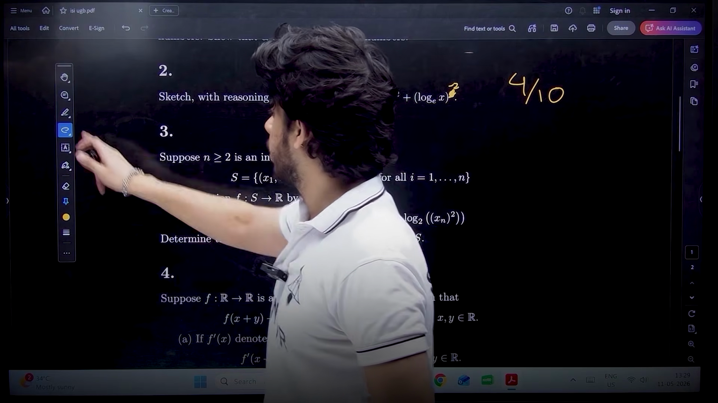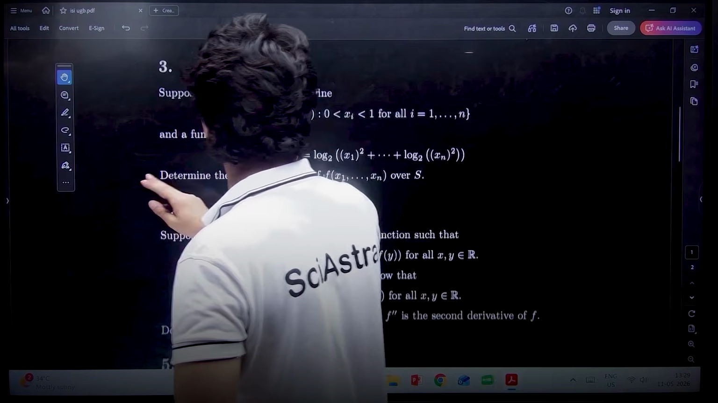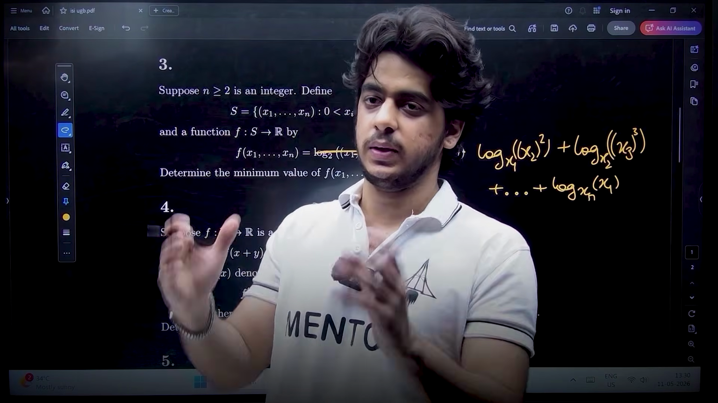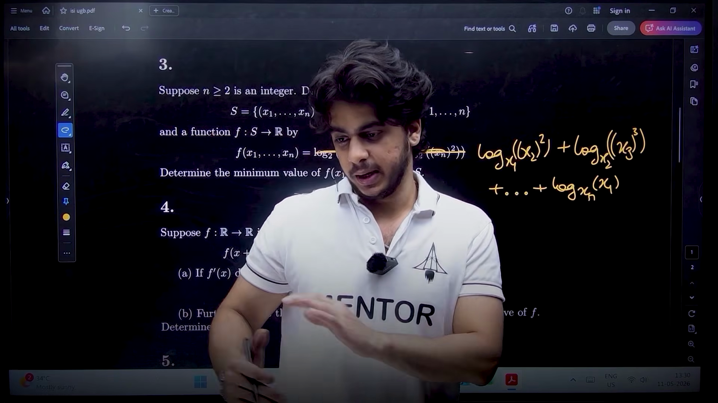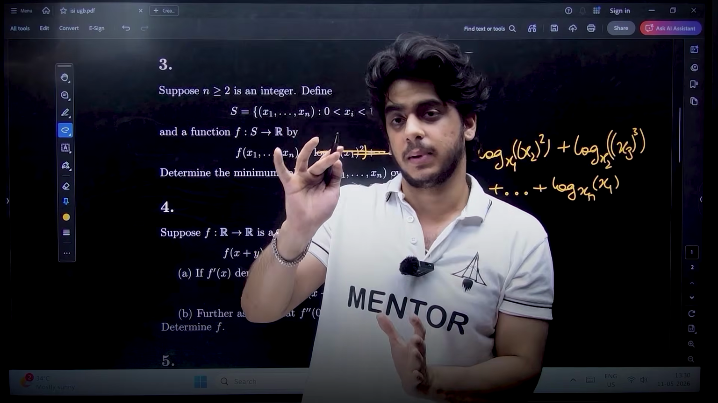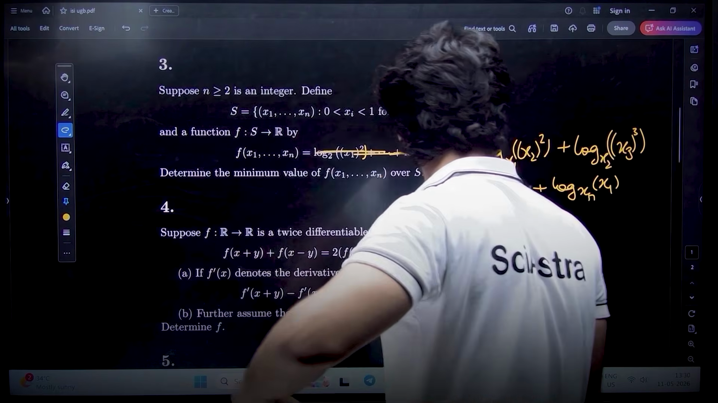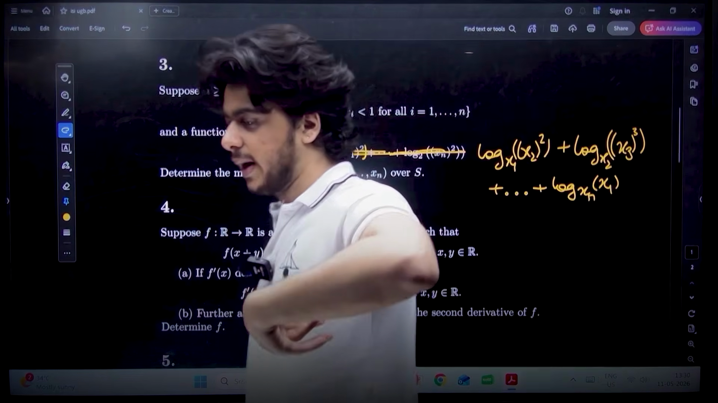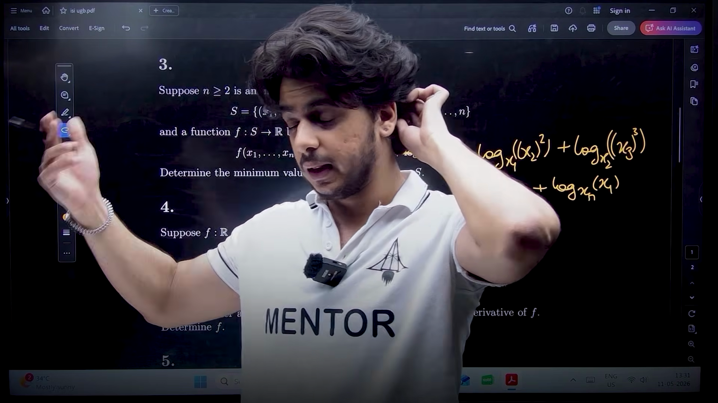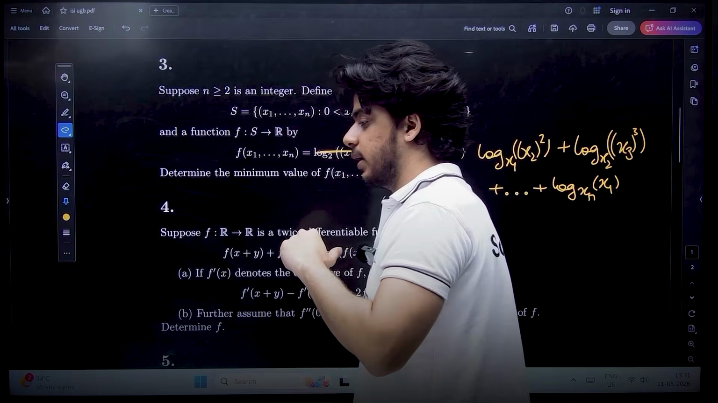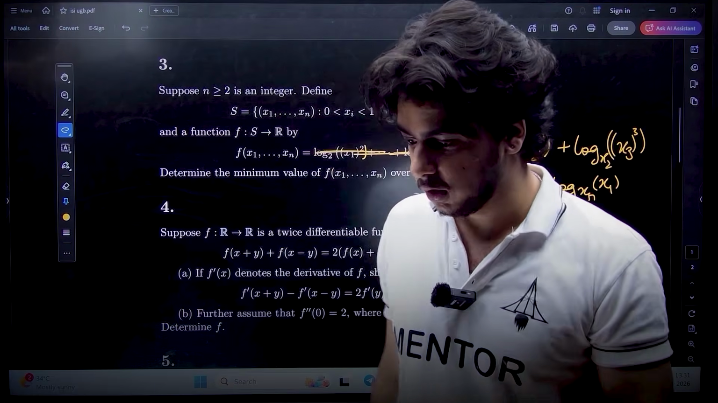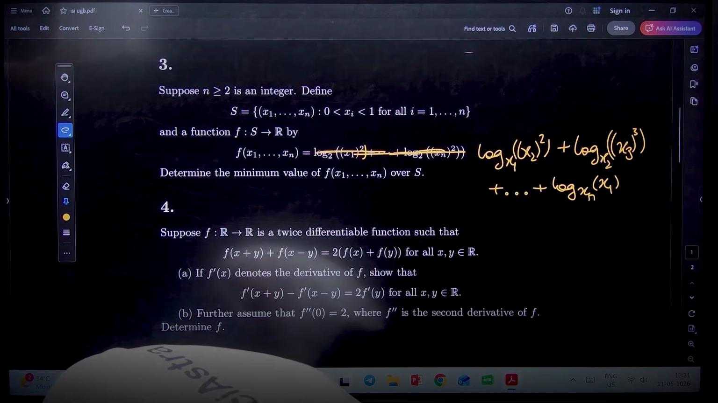Alright, now question number 3 is slightly tricky, because here you have log base x1 of x2 squared, log base x2 of x3 cubed, all the way up to log base x(n-1) of xn to the power n minus 1, and then finally you circle back to x1 by adding log base xn of x1 to the power n. This is a little mouthful, but you get the idea. So the question is this.